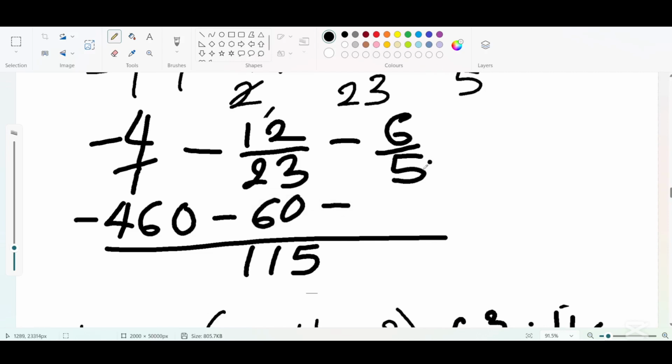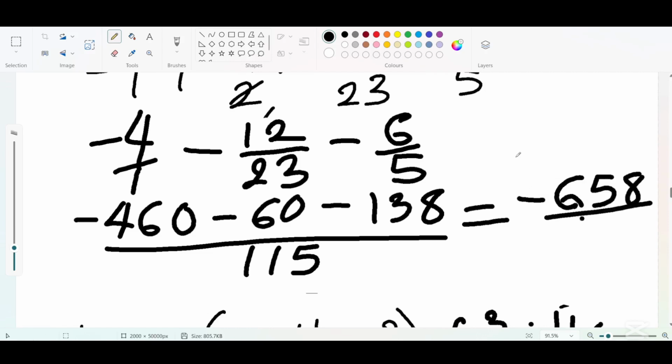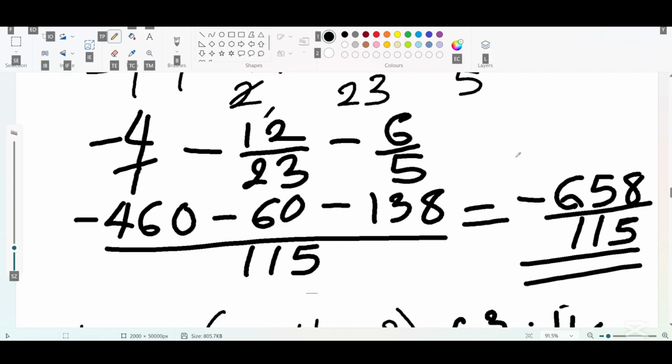Then 115 divided by 5 is going to be 23. 23 times 6: 6 times 3 will be 18, and 6 times 2 is 12, plus 1 is 13. So at this point, when we add them together, it's going to be minus 658. 460 plus 60 is 520, 520, 620, and 658. So that is going to be minus 658 all over 115. So this is going to be the final answer.